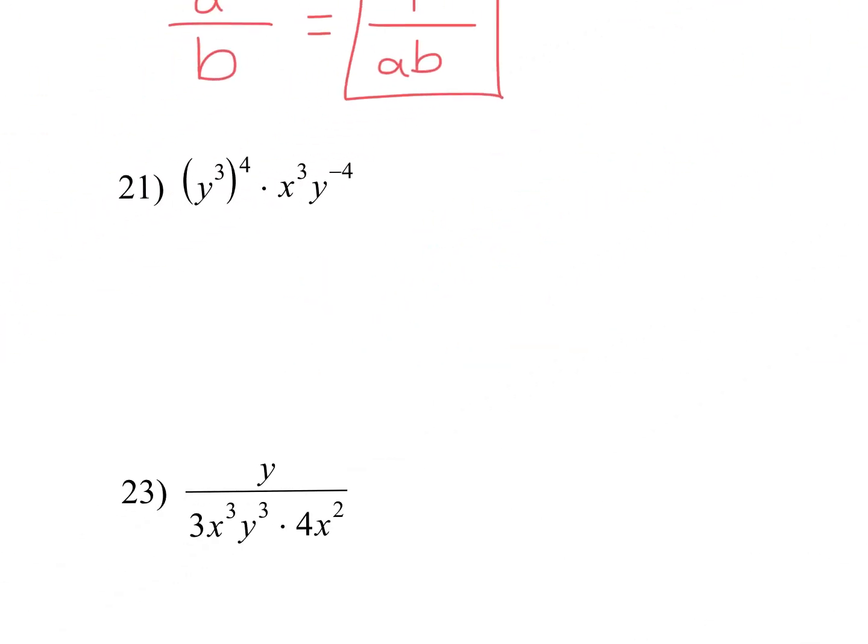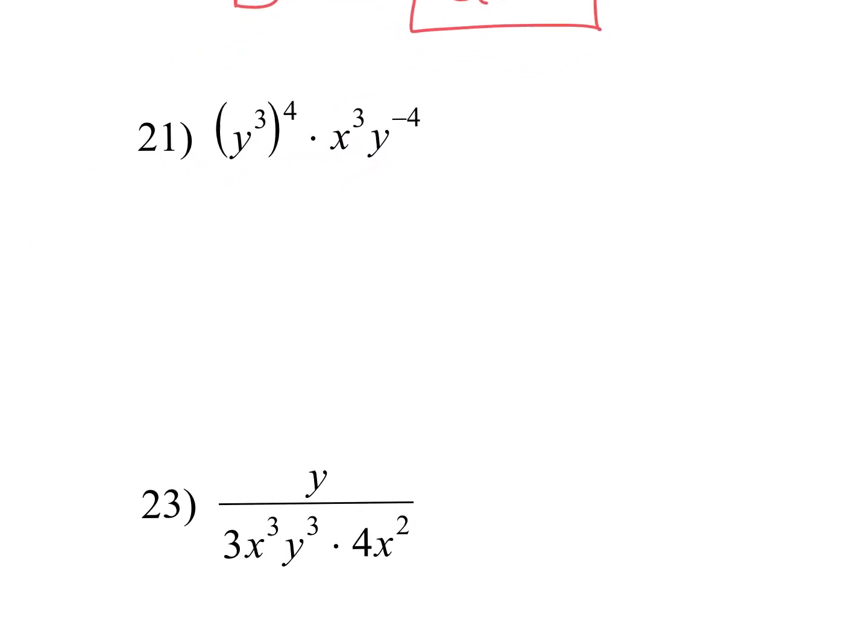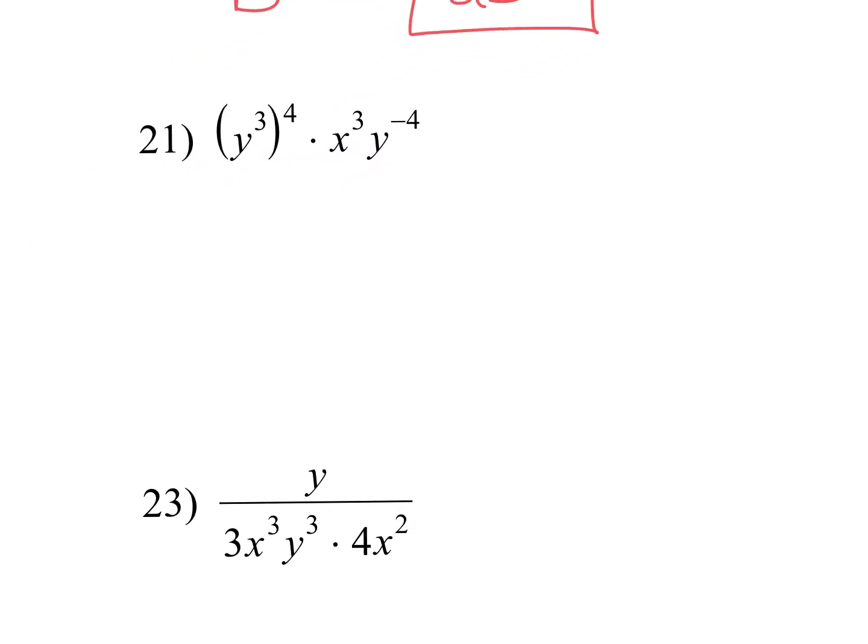Look at 21. So here, this is where order of operations comes into play. So on this one, what do we need to do first? Distribute that 4, yep. So what's my new exponent on the y? Y to the 12th, and then we still have our x cubed y to the negative 4th. Am I done? No, now we have to multiply powers of the same base. I always go in alphabetical order, but that's just me.